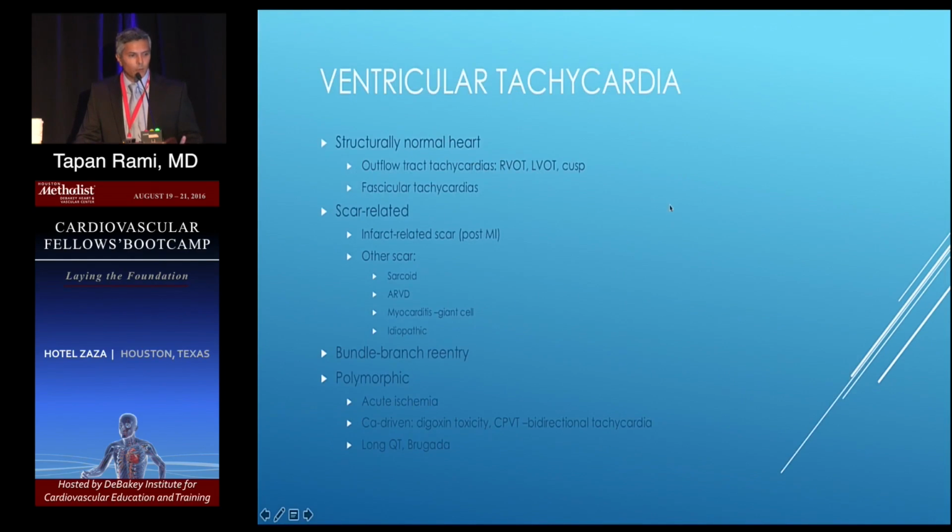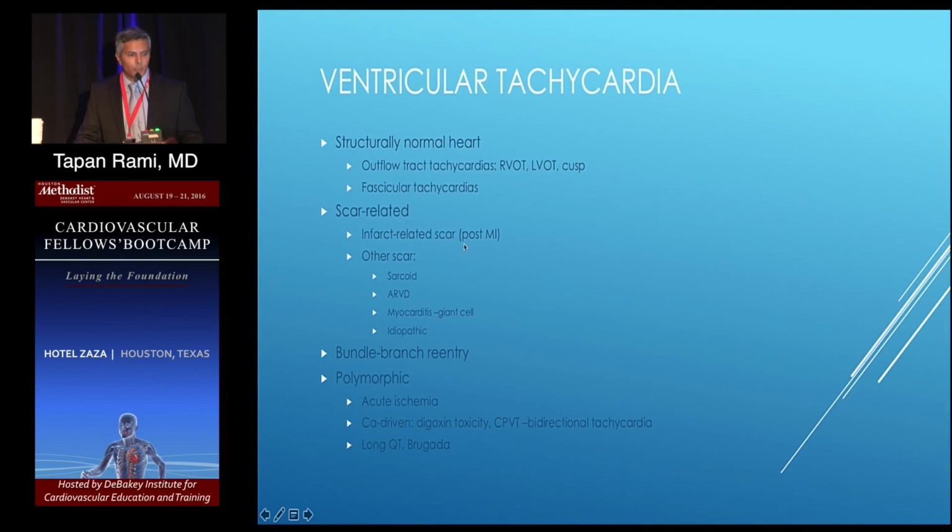Ventricular tachycardia. When we think of ventricular tachycardia, we always kind of think of the worst, but there are actually some forms of ventricular tachycardia that are hemodynamically tolerated. We see them in patients with normal hearts. Those are the outflow tract tachycardias, the RVOTs. We're noticing more areas from the LVOT, the coronary cusp. The fascicular tachycardia, so they come from the anterior fascicle, the posterior fascicle. These are what we call the verapamil sensitive tachycardias.